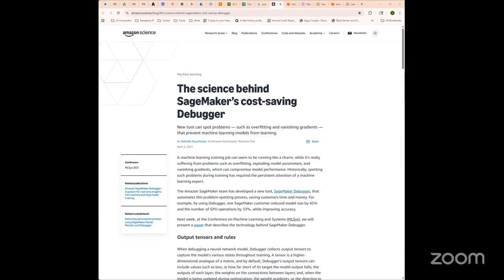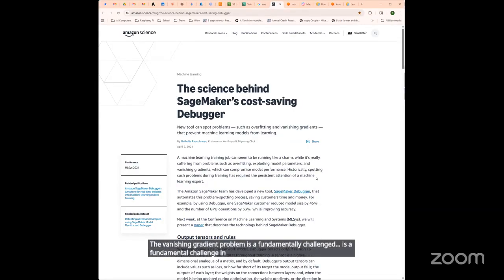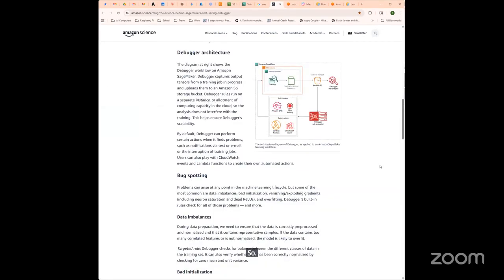The vanishing gradient problem is a fundamental challenge in training deep neural networks. It particularly affects deep feed-forward networks and recurrent neural networks, directly impacting training stability and convergence in production systems. So, what's the core problem?